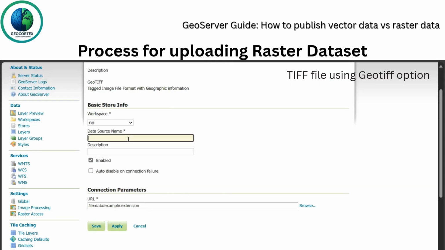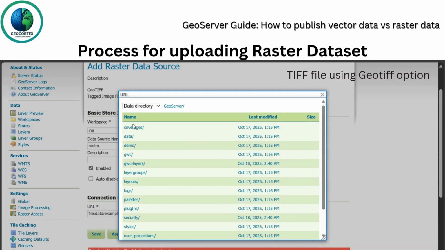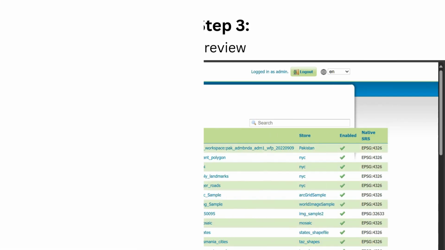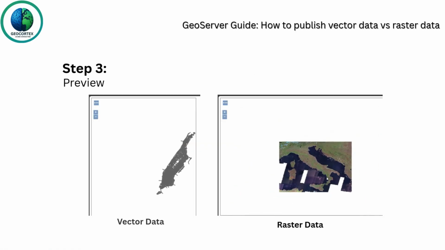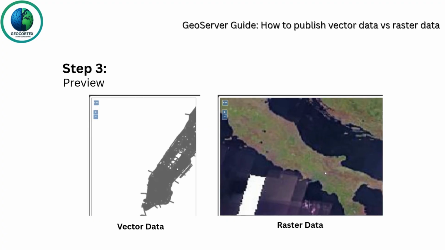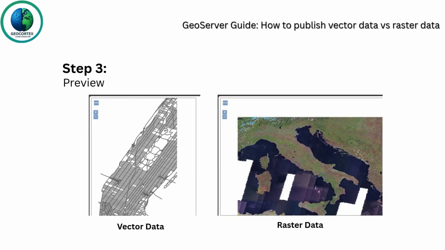Next, repeat the same steps for your raster dataset, TIFF file using the GeoTIFF option. Once both are published, head to Layer Preview. You'll see your shapefile rendered as smooth geometric points, and your GeoTIFF as a continuous satellite image.